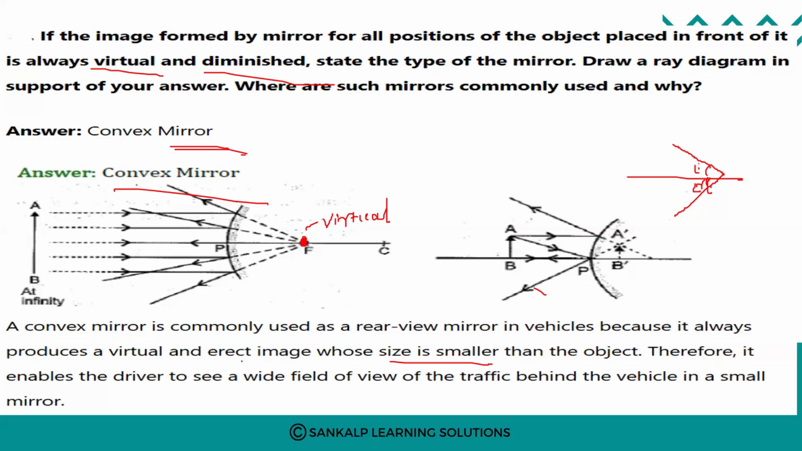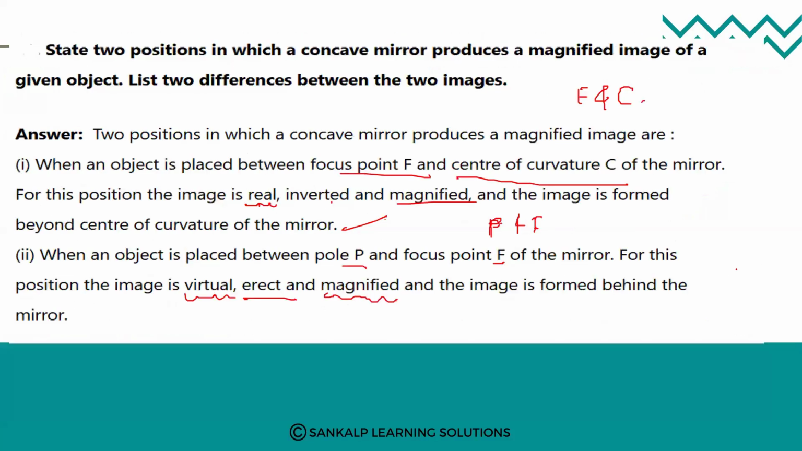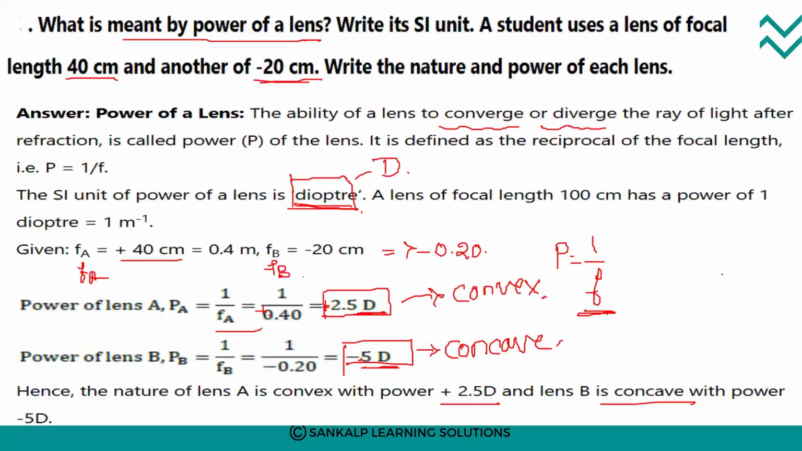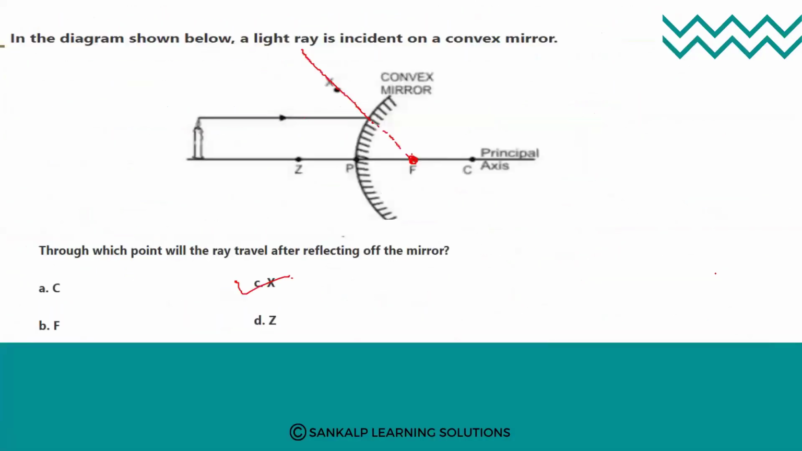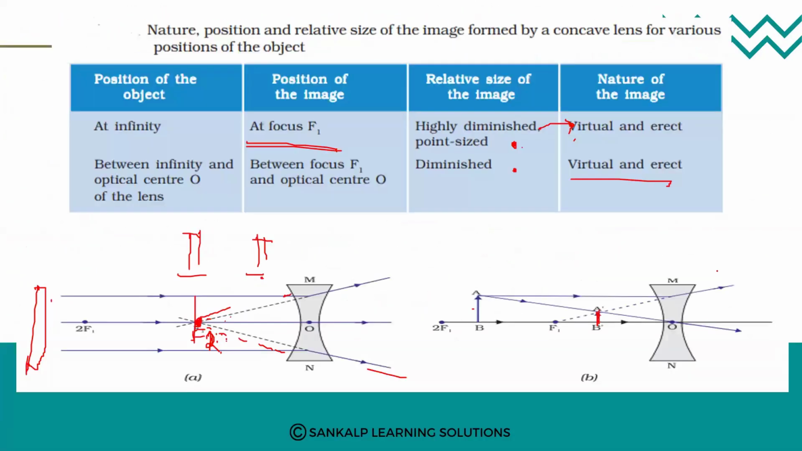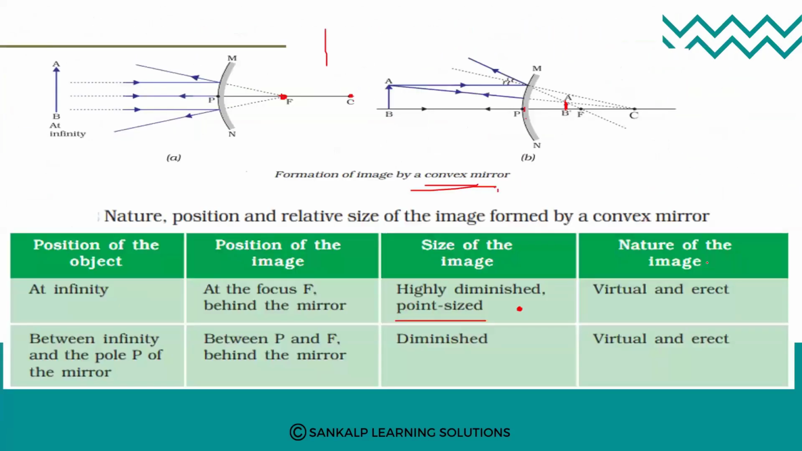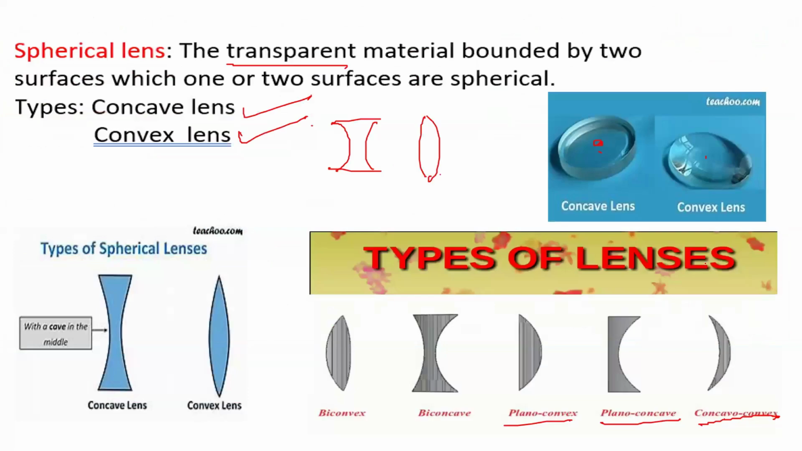Therefore, it enables the driver to see a wide field of view of the traffic behind the vehicle in a small mirror. So, for this reason, we are using a convex mirror. Yes, dear students, today we solved some 2 marks questions, and also we discussed the ray diagrams, image formation in concave and convex lenses and mirrors. So shall we stop today's session?